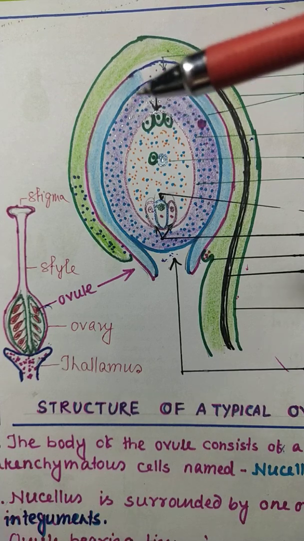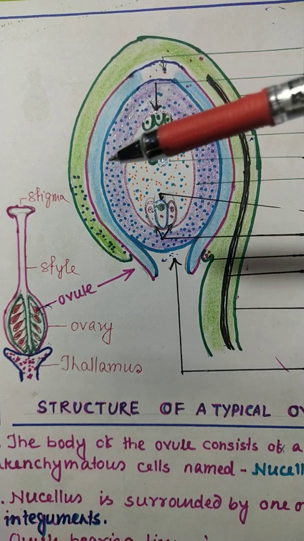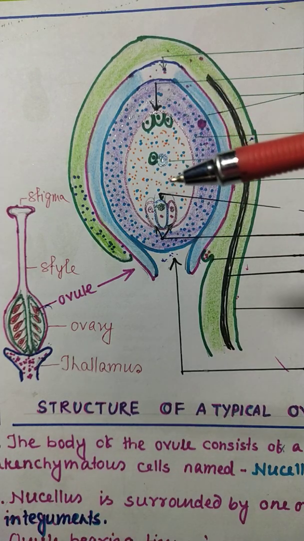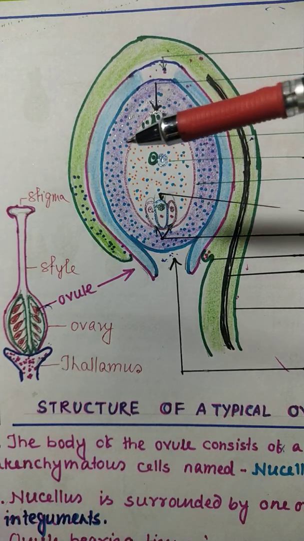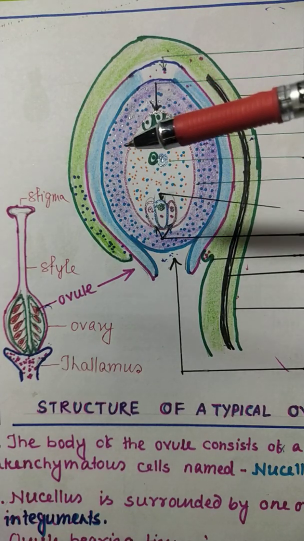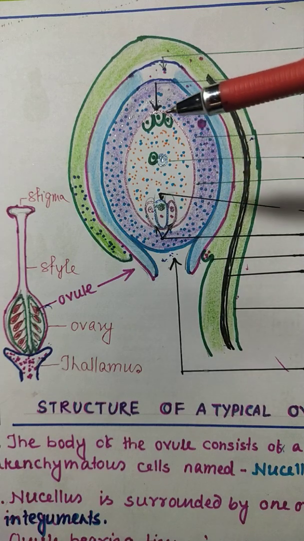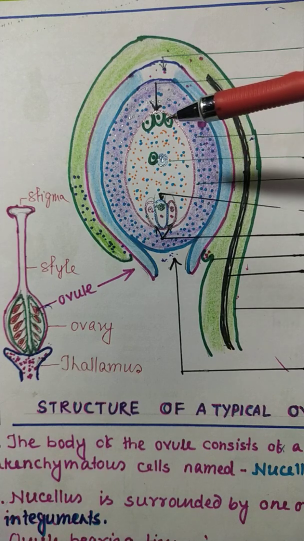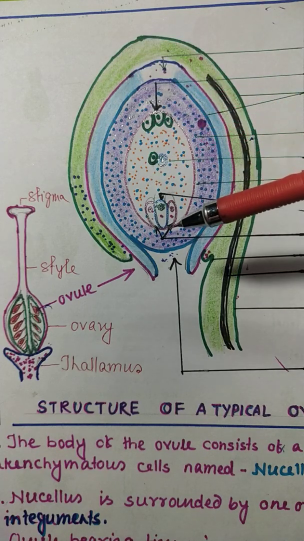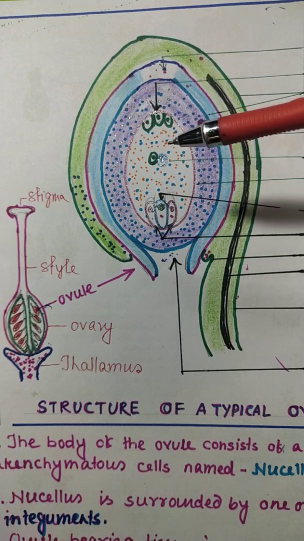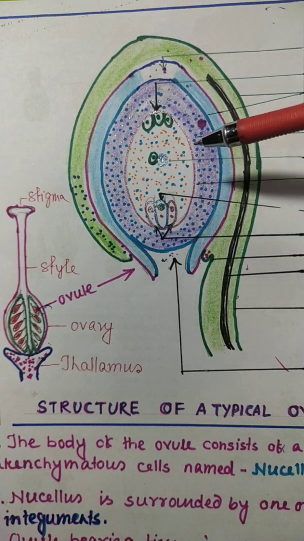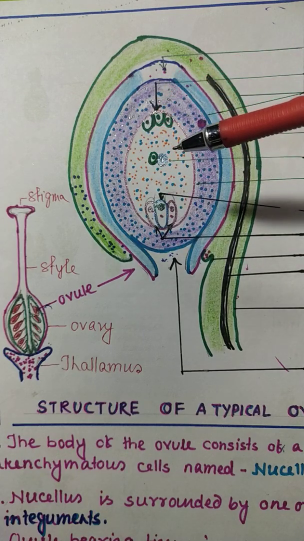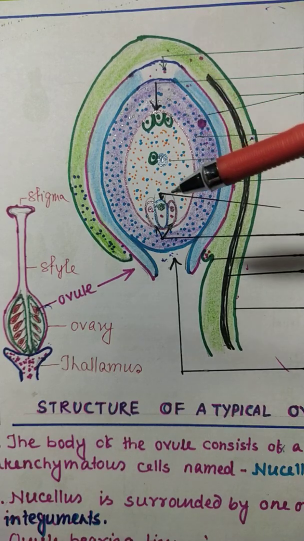So in a mature embryo sac, we have 8 nuclei: 3 towards the micropylar end, 3 towards the chalazal end, and 2 in the center, and all finally form cells. So it is 7-celled, where the middle one is diploid and the chalazal end and micropylar end cells are haploid. It contains 8 nuclei. This is a mature embryo sac, a structure before fertilization.